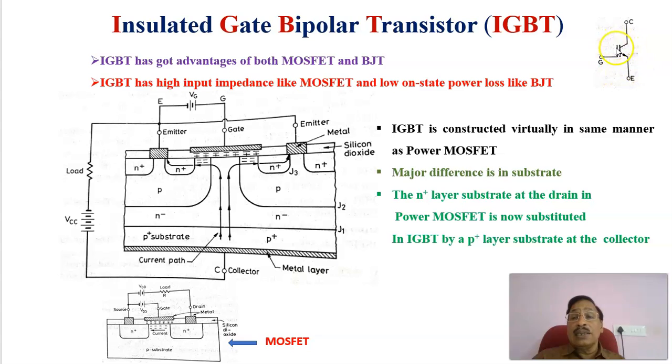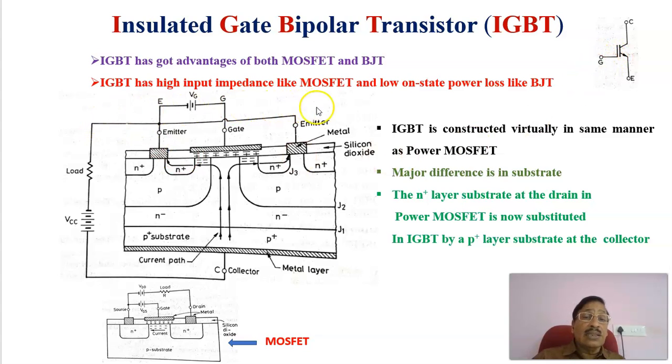Symbolically, this is an IGBT, which is a 3-terminal device. One terminal is called the gate terminal, another one is called the emitter, and this is the collector. This part is similar to a bipolar junction transistor, but this part is similar to the MOSFET.